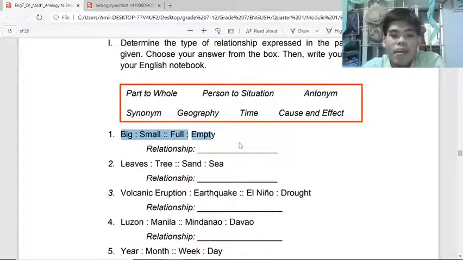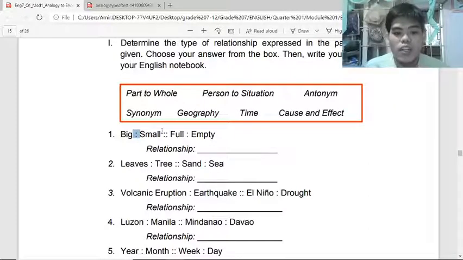Full and empty. So, what do you think is the relationship between the two? Remember, we pronounce this as big is to small and full is to empty. Here, the colon in an analogy, we pronounce it as "is to." So, it's the relationship to the other word. And here is the word "and."